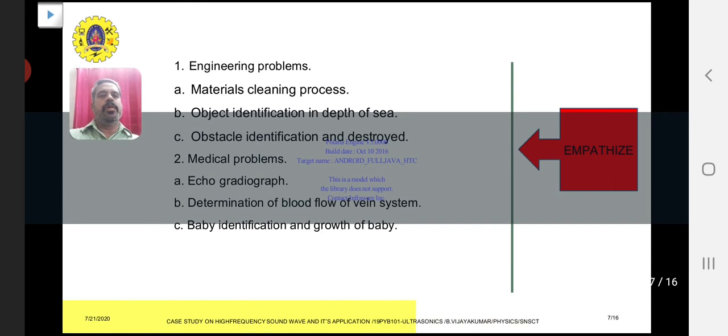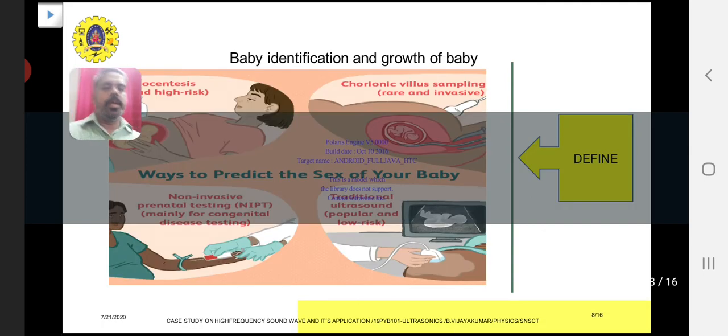So these are all the empathy problems I mentioned in the DT session. I have especially taken baby identification and growth of the baby. So that is my problem. I am taking it to the define area.